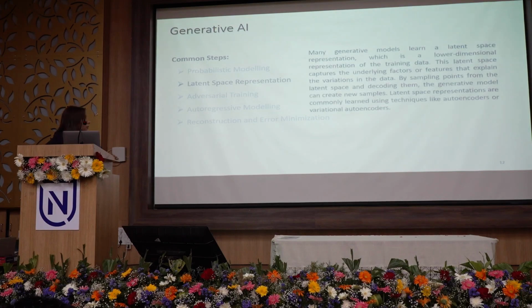The second step that you can see here is latent space representation. Many generative models learn a latent space representation, which is a lower dimension representation of the training data. Then based on the features that they come up with in this representation, the generative model can create new samples. They usually use autoencoders and variational autoencoders as a technique behind the scene for that.